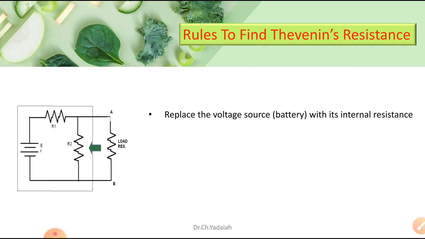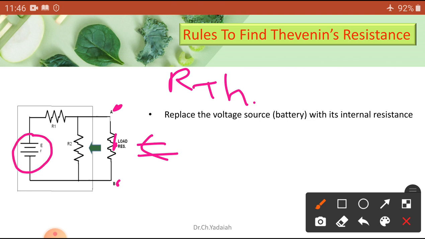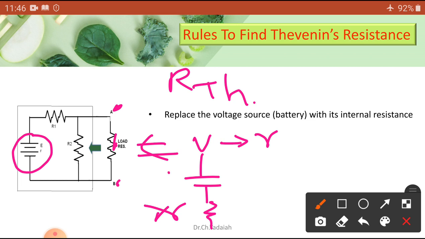Here what has happened? Now we are going to calculate the RTH across the same terminals. Now, the load is kept outside. If the voltage source consists of its internal resistance, small r, then what will happen? Simply write the internal resistance only.